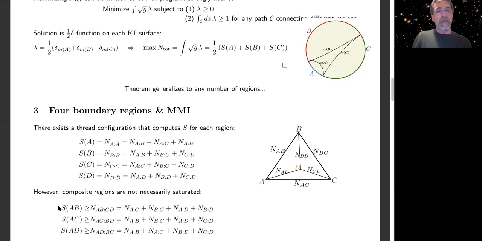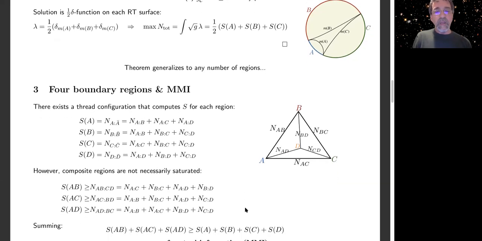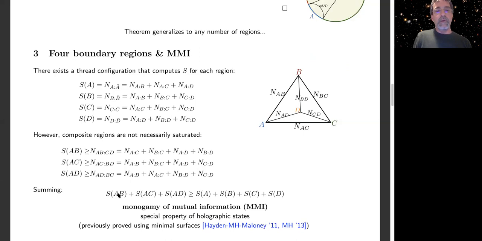of AB bounds above, for any thread configuration, the number connecting AB to its complement, which is CD. So you write all these things out, and then you add them up, and you get this inequality. Okay, so this inequality here is what I just proved to you. And this inequality is a fact about holographic entanglement entropies.